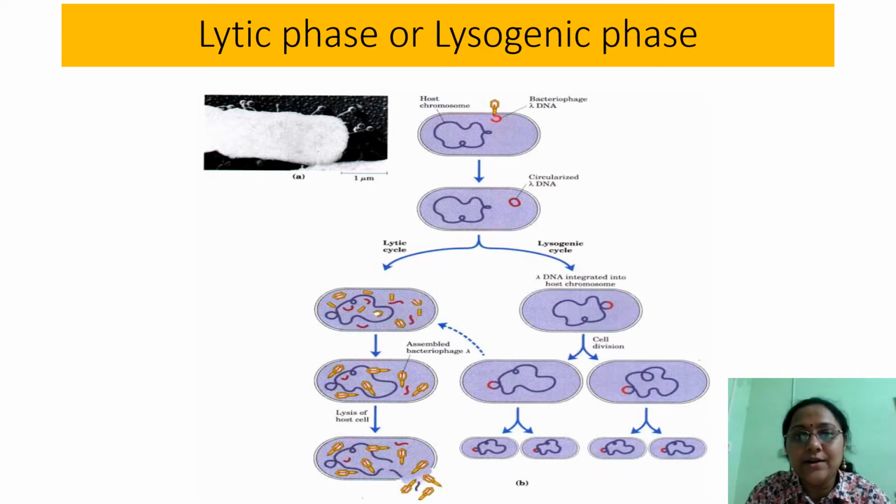Now, when the viral DNA is inside the bacterium cell, it can replicate. Now, it has two options. Either it can go to the lytic cycle or it can go to the lysogenic cycle.